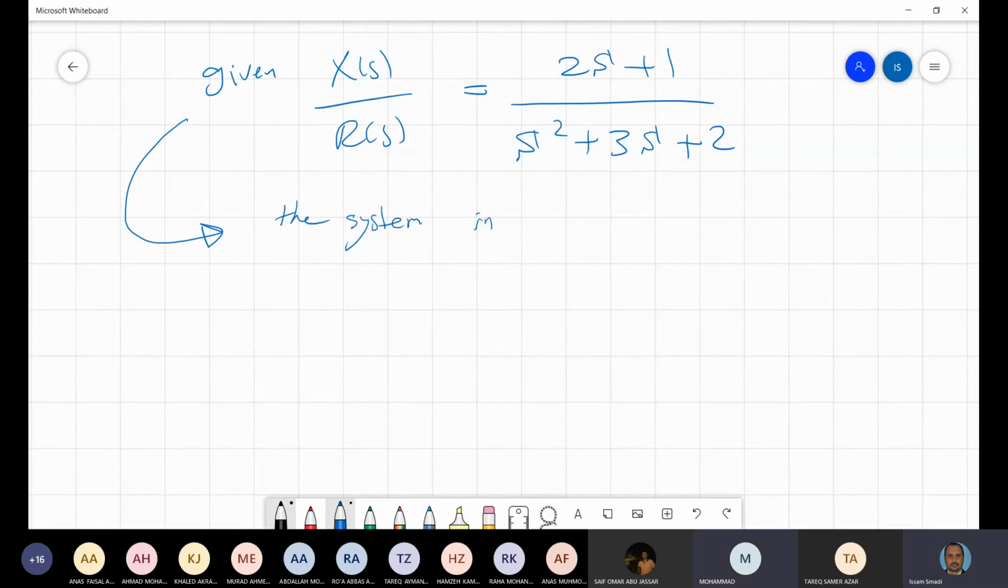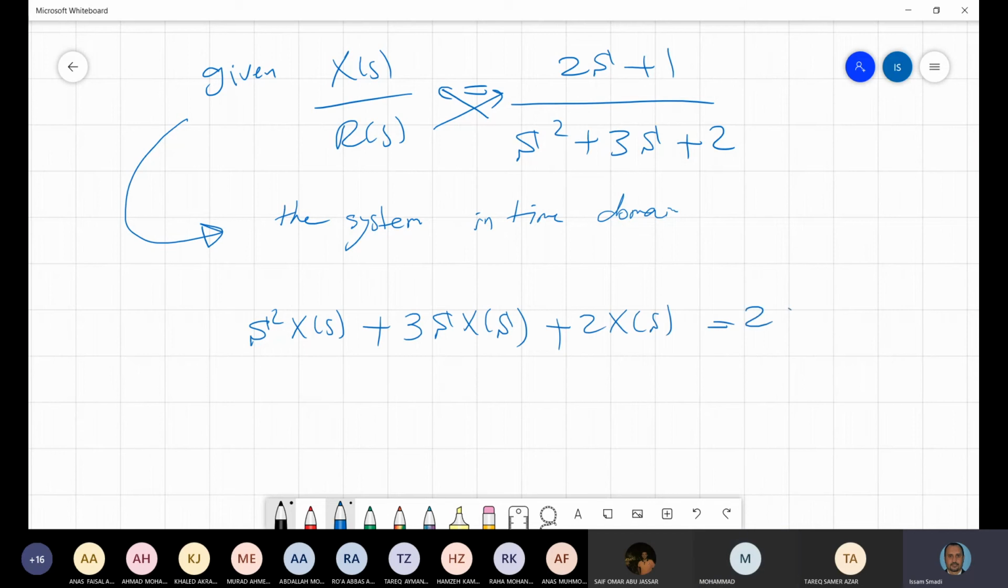So the first thing I must separate, I will say that this will be s squared X(s) plus 3s X(s) plus 2 X(s) is equal to s R(s) plus R(s). So it's very simple to deal with an algebraic equation. Then now I will use something called Laplace inverse. So Laplace inverse of X(s) is what? Is x(t). Yeah.